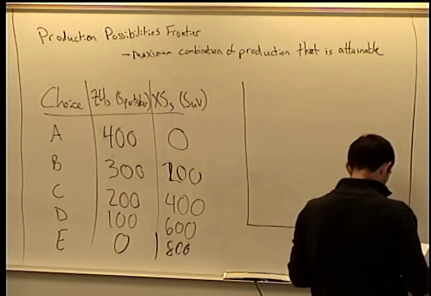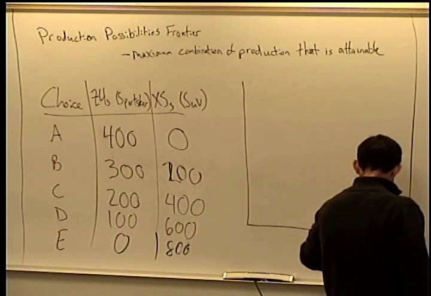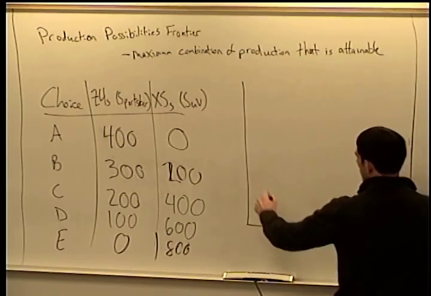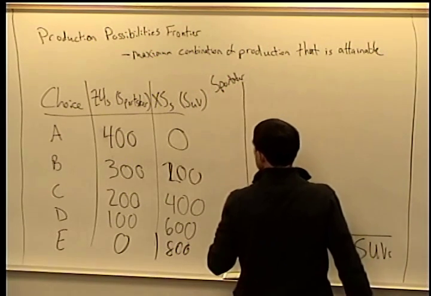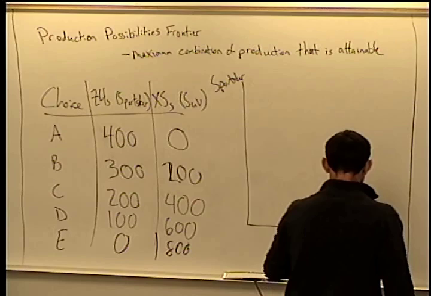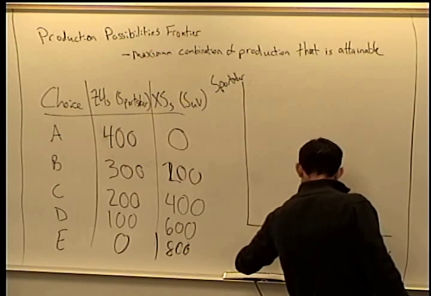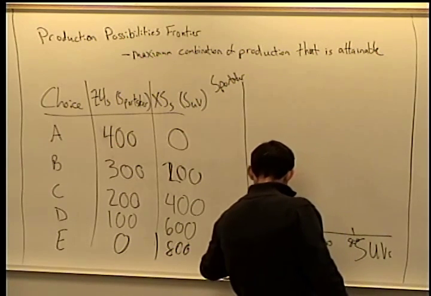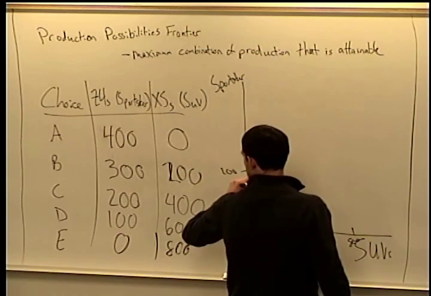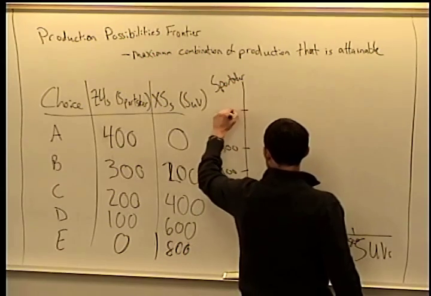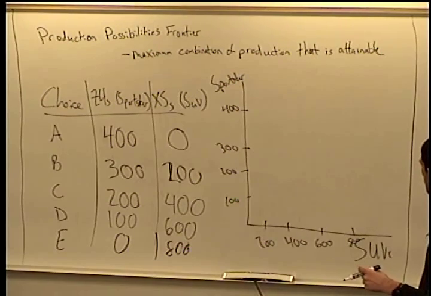So here we're going to have number of SUVs. So here's our SUVs, the X5, and here's our Sportster, the Z4. Okay, and we have 800, 600, 400, 200, and 100, 200, 300, 400. Okay, so then we're just going to go and graph our choices.